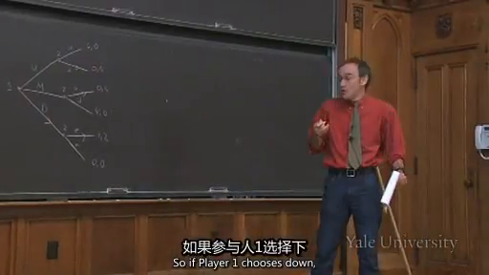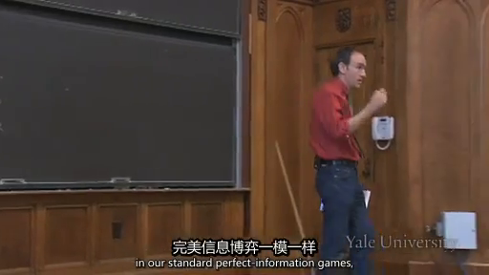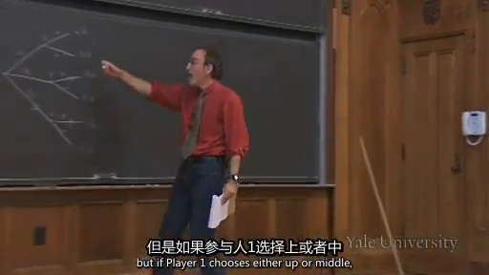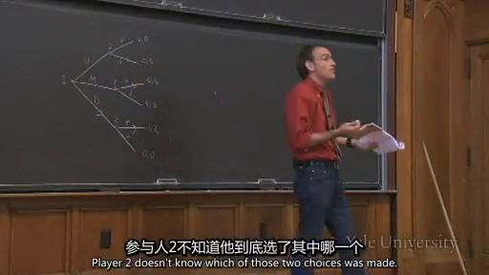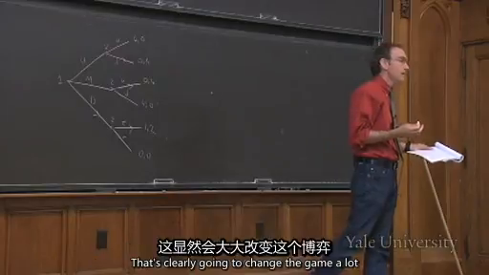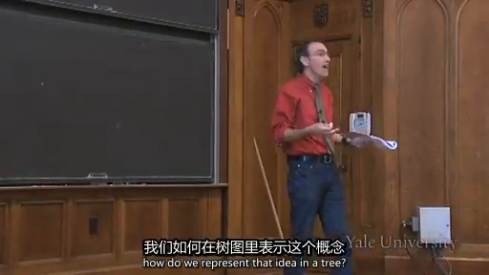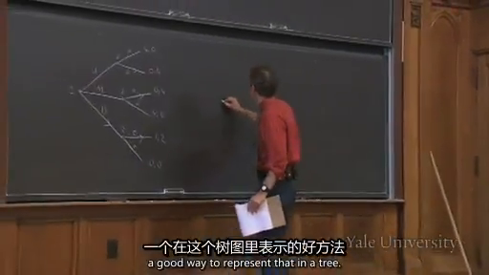So if player 1 chooses down, player 2 will observe that, just as we've done before in our standard perfect information games. But if player 1 chooses either up or middle, I want to capture the idea that player 2 doesn't know which of those 2 choices was made. That's clearly going to change the game a lot. And the first question is, how do we represent that idea in a tree? So let me try and show a good way to represent that in a tree.